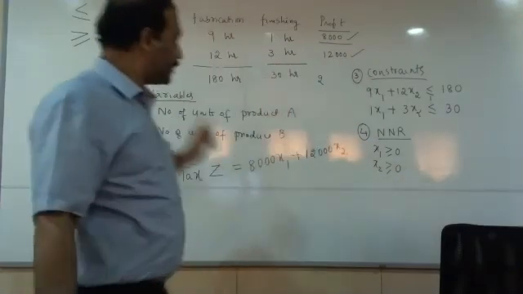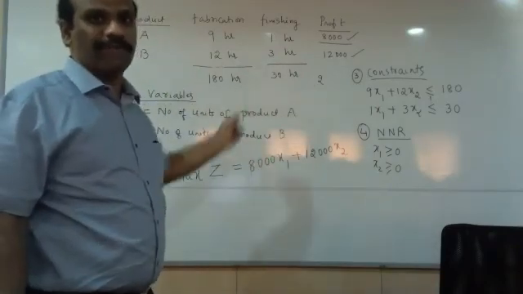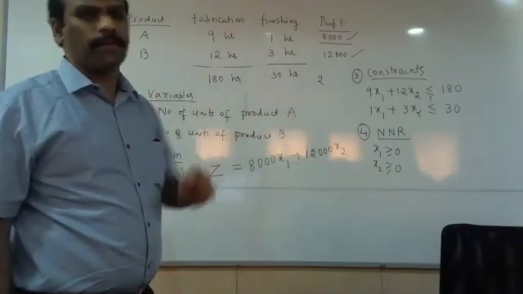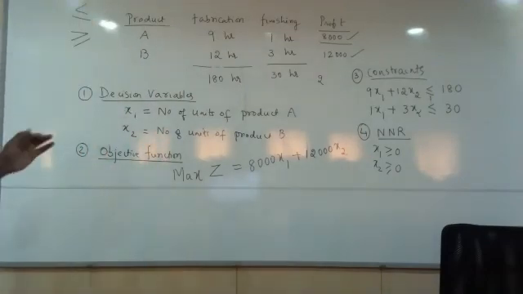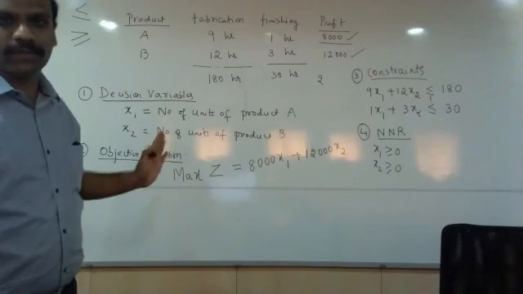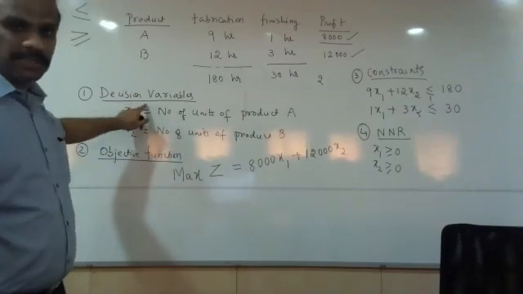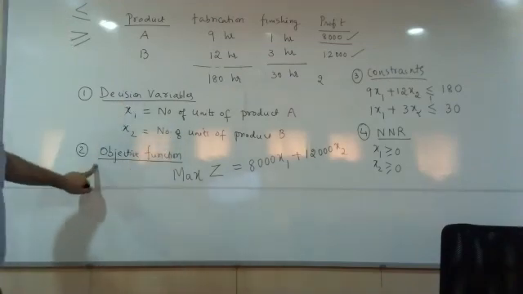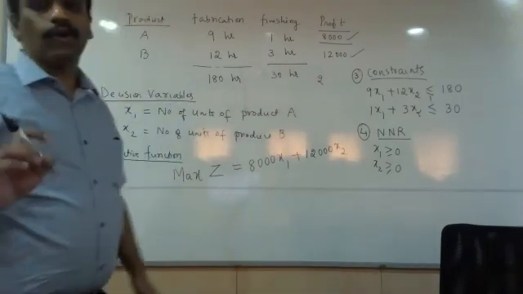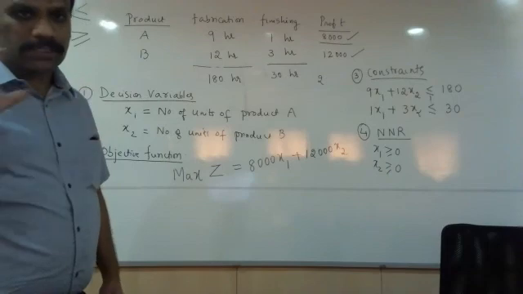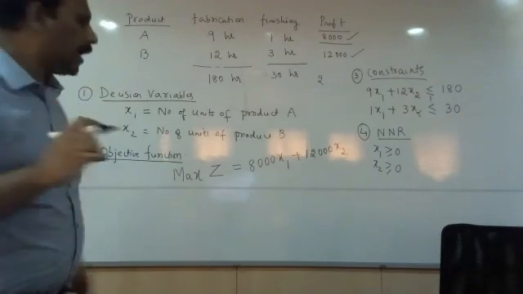So this completes the 4 stages or 4 levels of a linear programming problem. A very, very simple question. Once the logic is understood, I think within 2 minutes you can solve the problem. So the first step is decision variable. The second step is objective function. The third step is constraint, and the fourth step is called non-negative restriction.